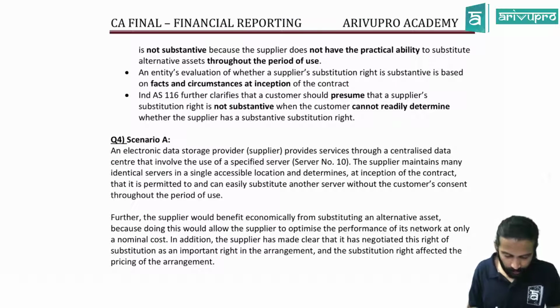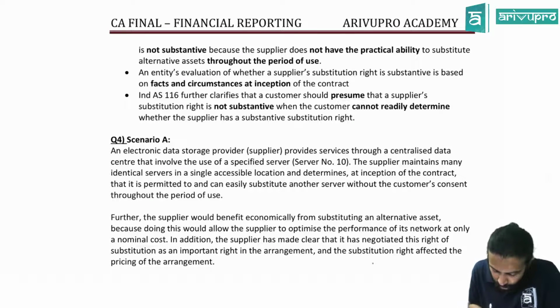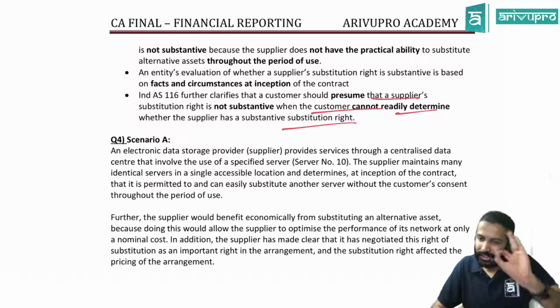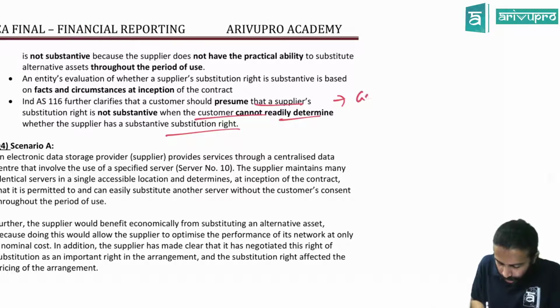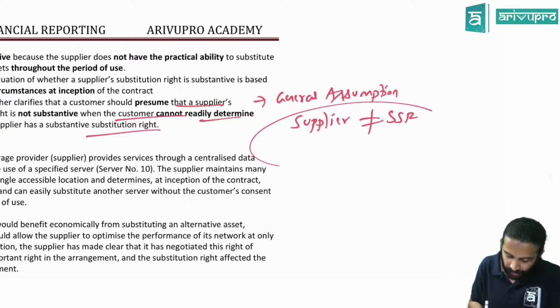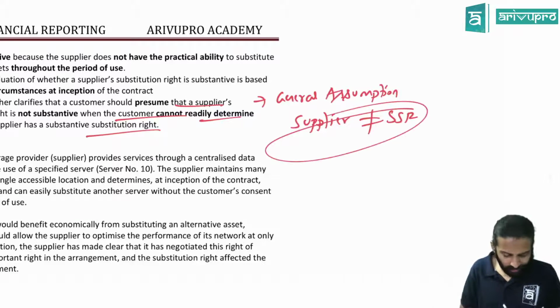And the general thumb rule is that if you can't determine whether the supplier has SSR or not, we always assume that the supplier does not have it. If you are not able to determine whether the supplier has or not, the general assumption is the supplier does not have. You can write the general assumption here: on any contract, the general assumption is the supplier does not have SSR. And you have to prove it. If he has SSR, specifically you have to prove.